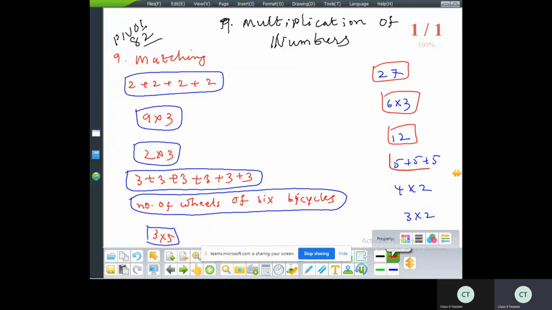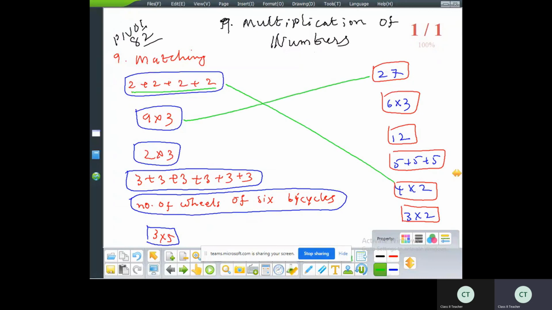Now matching. From the left side, we have to match with the correct answer from the right side. First one, 2 plus 2 plus 2 plus 2. Yes, 2 repeated 1, 2, 3, 4 times. 2 repeated 4 times means 4 into 2. Next, 9 3s. 9 1s are 9, 9 2s are 18, 9 3s are 27. 9 3s are 27.